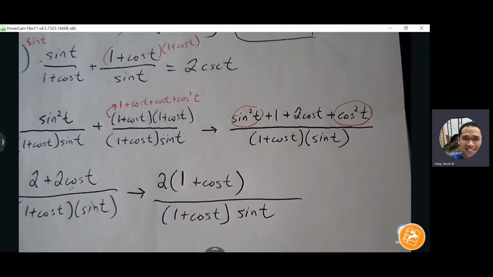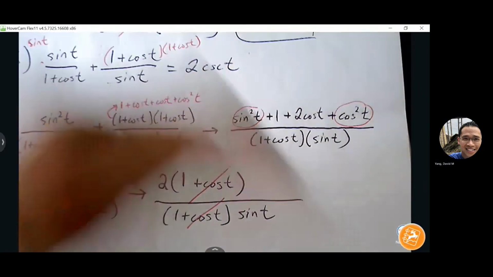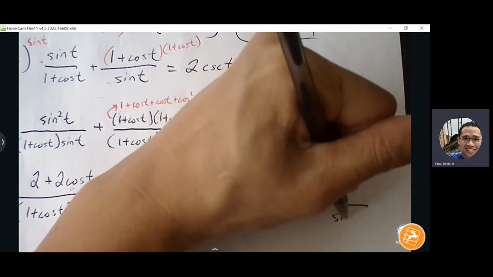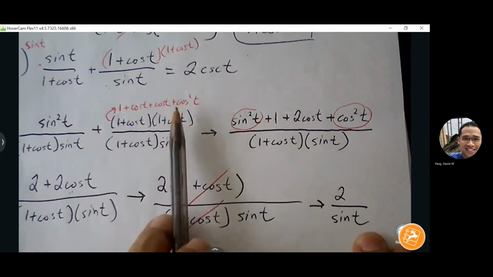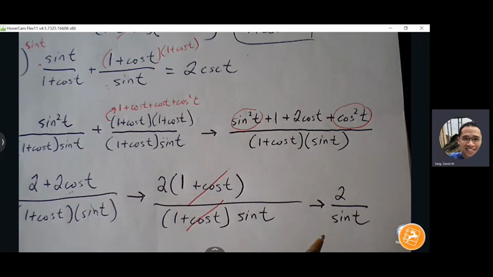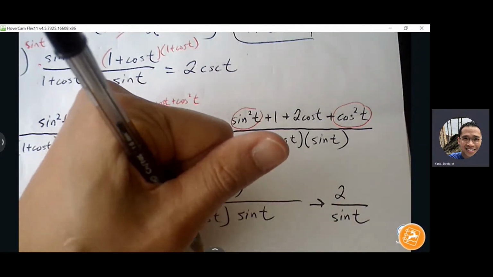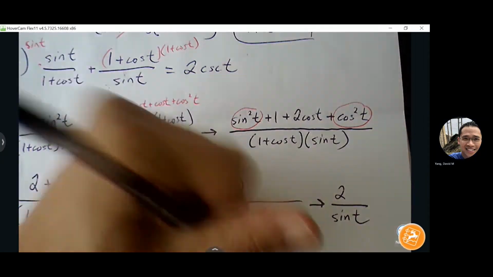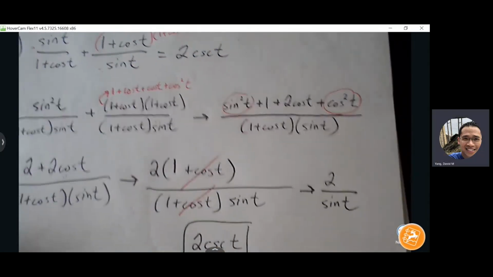What's next? Yeah, so. All right, so I'm just left with 2 over sine t. Am I any closer to the end? Sine t in the denominator, same thing as what? A reciprocal of sine is cosecant. So I have my result there.